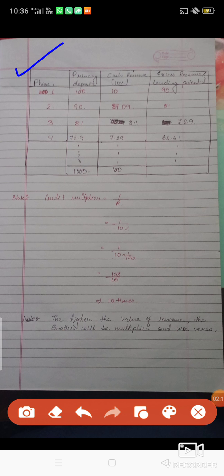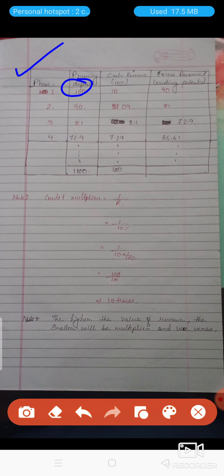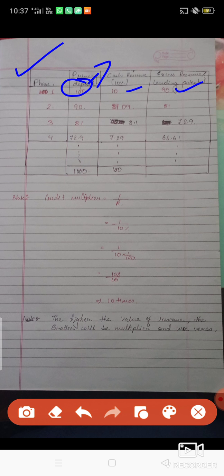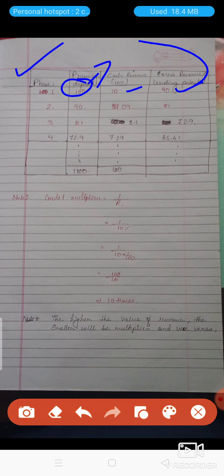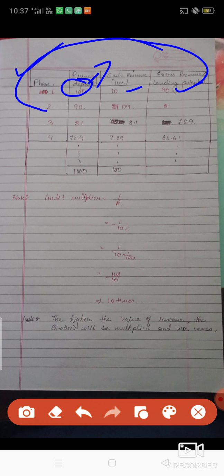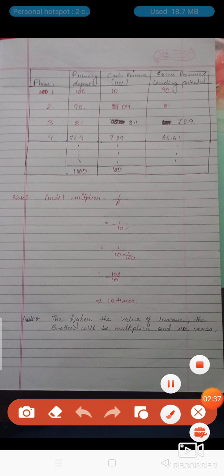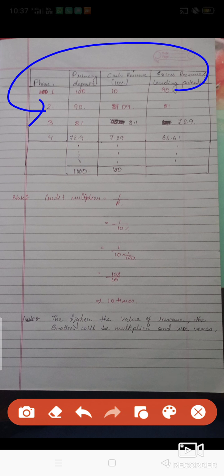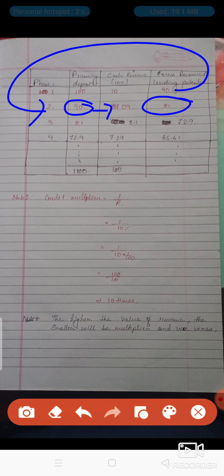Now just suppose that a person has deposited 100 rupees in the first phase in a bank. Now the bank has to keep 10% as reserve, means 10% of 100 is 10, and it means that the bank can give a loan of rupees 90. Now in the second phase, the person who took the loan deposited 90 rupees in the bank. Again the bank will keep 10% as reserve and the remaining will be given to the next person as a loan.